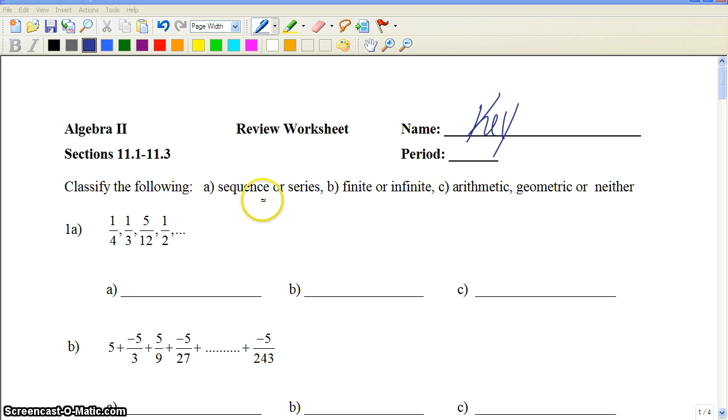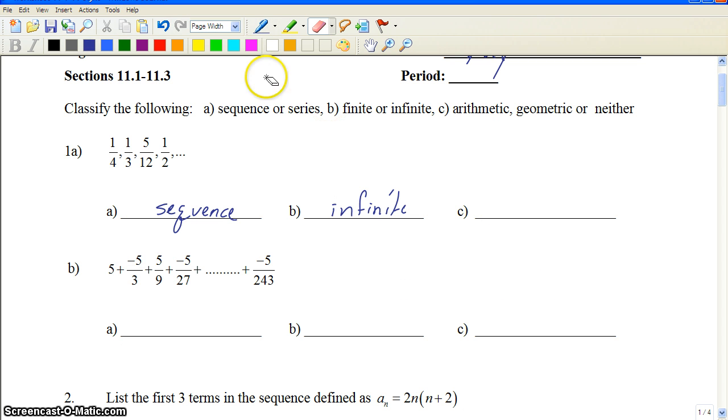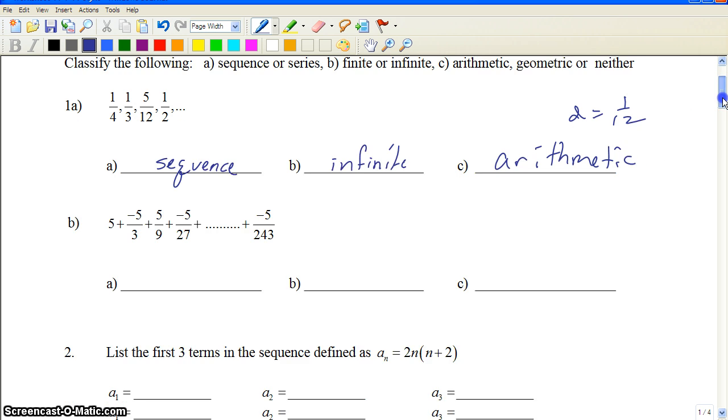First off, classify the following: sequence, series, finite, infinite, arithmetic, geometric, neither. This problem is just a list of numbers, so it's going to be a sequence. Secondly, it goes on forever because there's a dot dot dot at the end, not in the middle. This problem is also arithmetic, and the d actually is 1/12, and you can verify that as you need to.